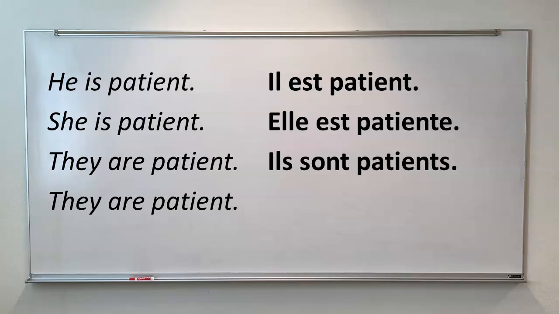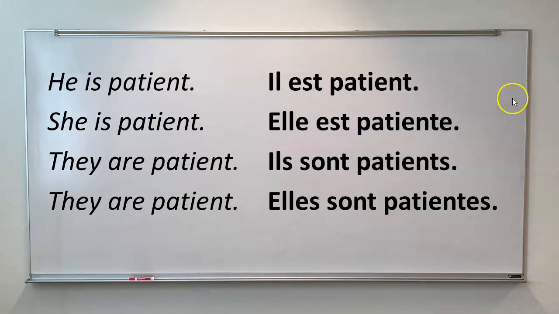And finally, they are patient. This is going to be elles, the plural and feminine form. Elles sont patientes. And there we have an example of this one adjective with all of its different forms. Il est patient. Elle est patiente. Ils sont patients. Elles sont patientes.